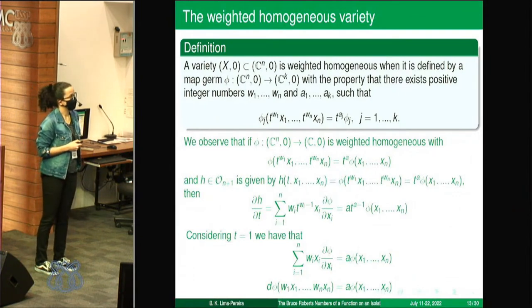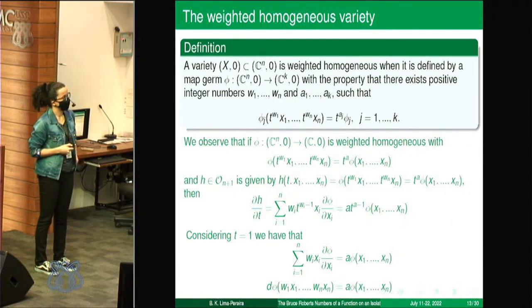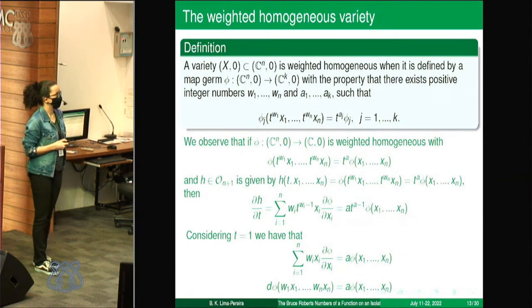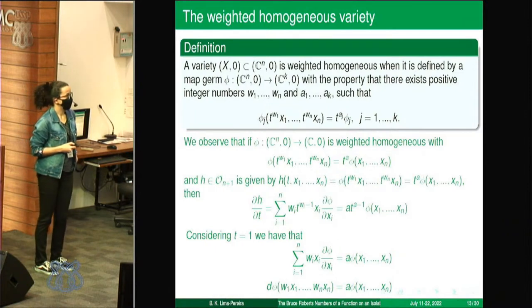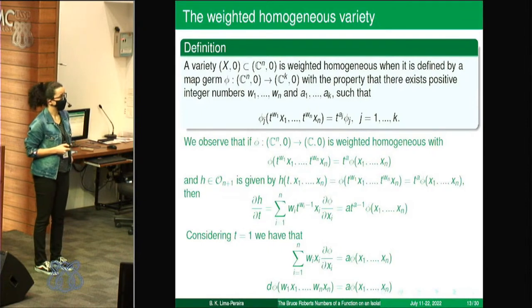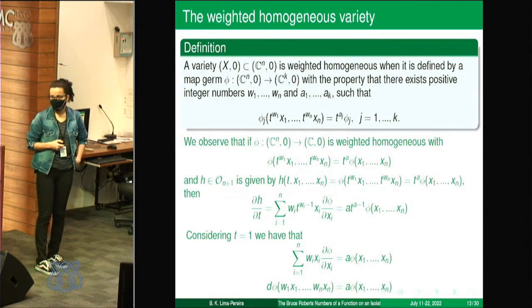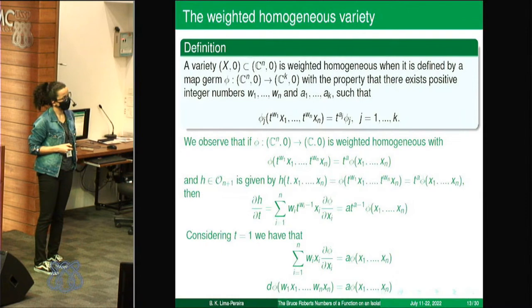So we consider phi, a weighted homogeneous function germ, satisfying this equality. Okay. And we consider a function germ h in n plus 1 variables given by these equalities, okay? So now we calculate the partial derivative of h with respect to t, and we obtain these equalities. So now, considering t equal to 1, we have this relation.